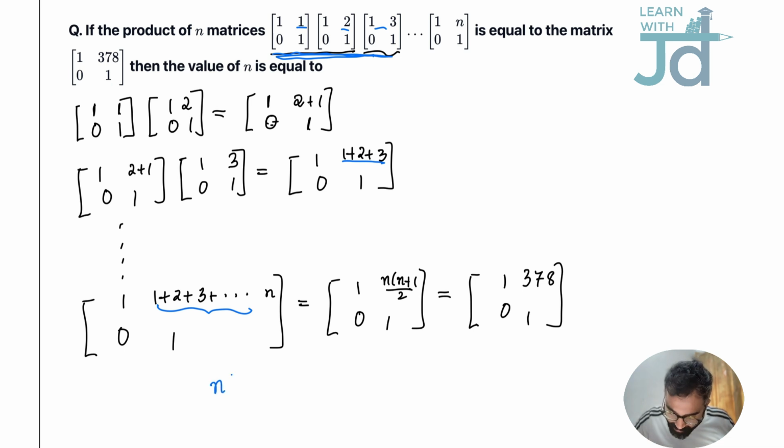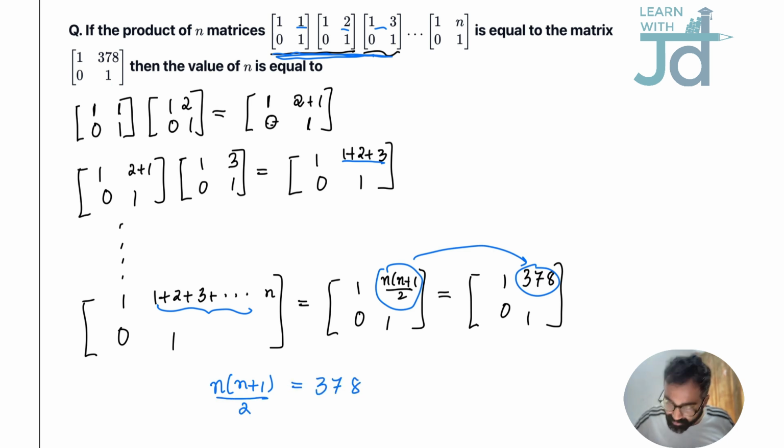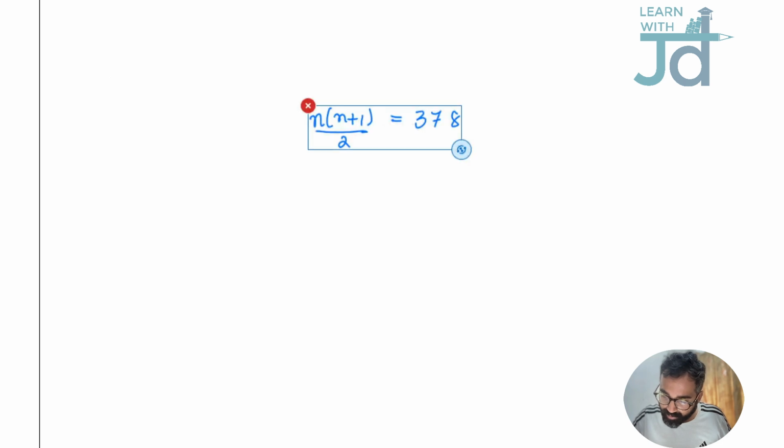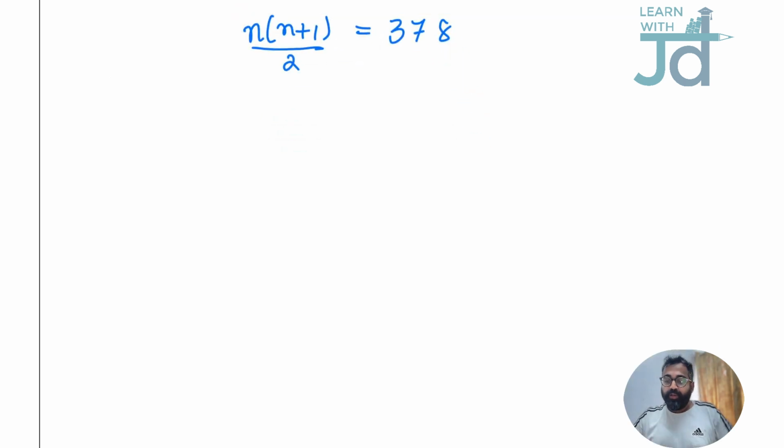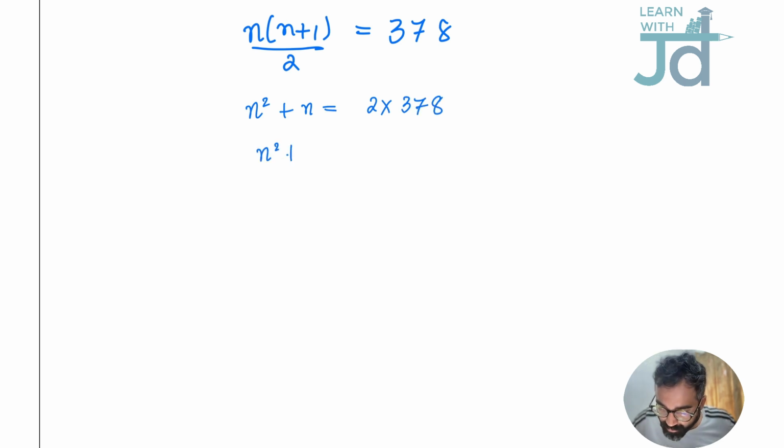So basically n into this term and this term should be equal. So n into n plus 1 by 2 is equal to 378. Okay, and from here I think easily you can solve it. This is a quadratic equation. So n square plus n is equal to 2 into 378. So n square plus n minus 2 into 378 is equal to 0.